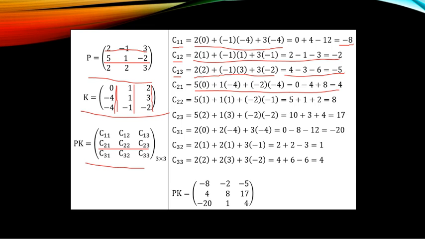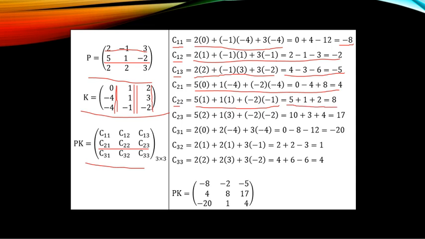Then C22, it means second row, second column. So you use the same second row of matrix P to multiply the second column of matrix K. When you do that, element by element, this is what you have: 5 times 1, 1 times 1, then you have -2 times -1. When you simplify further, you have 8.